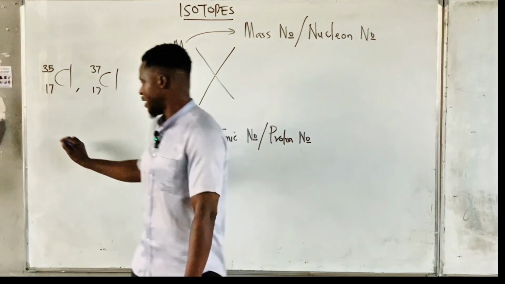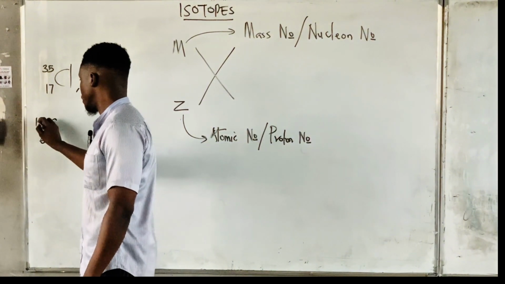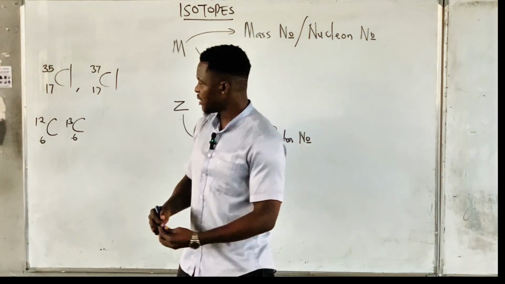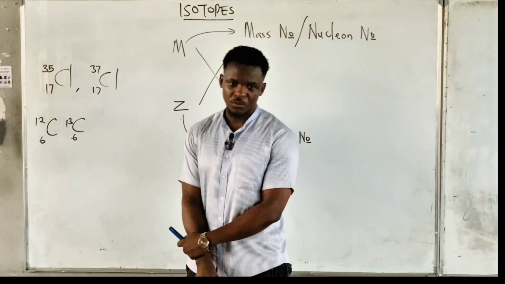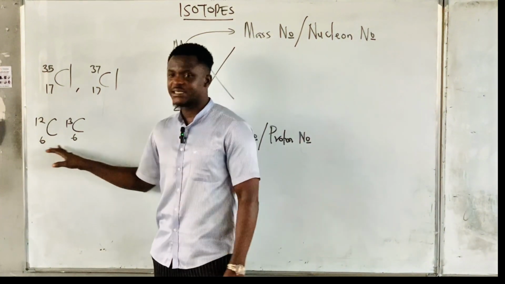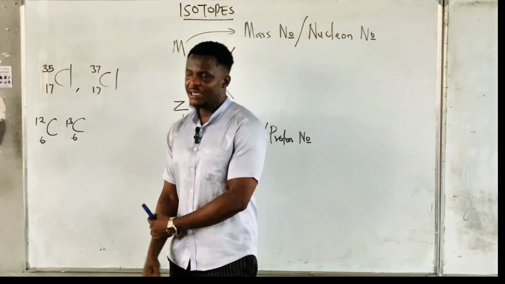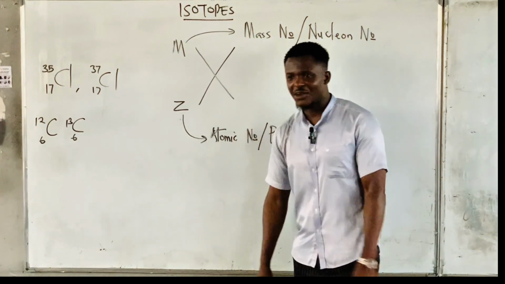We also have another example, carbon. We have carbon 6 12, we have carbon 6 13. Both of them are isotopes: same atomic number, 6, different mass number. This is 12 and this is 13. But in exams, guess what? They will not ask you this kind of question.